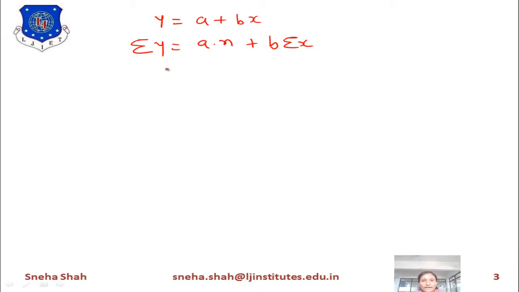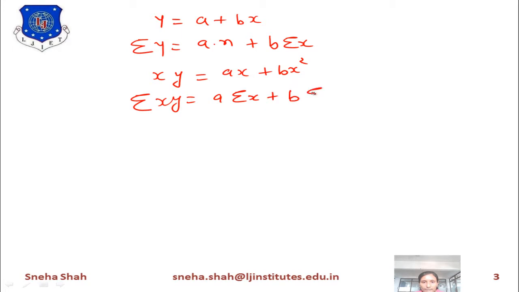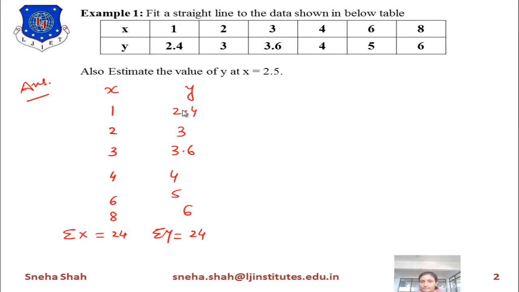Now this equation is multiplied by x, so the terms convert into xy equals ax plus bx square. If we take the summation on both sides, then summation xy equals a summation x plus b summation x square. So we have to find x square and its summation, and xy and its summation. Next I will take x square, and at last I will find the value of xy.